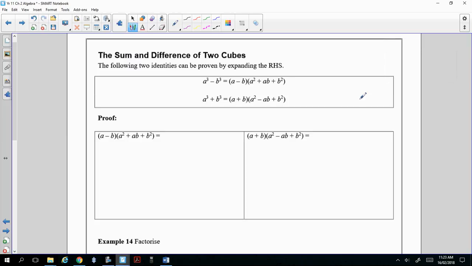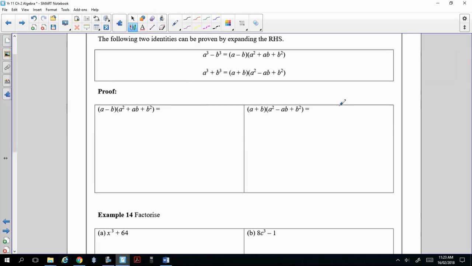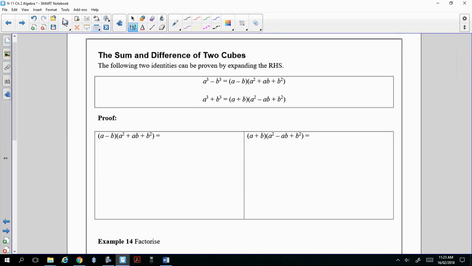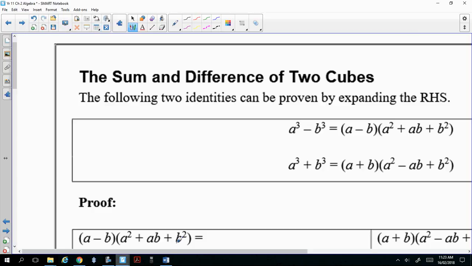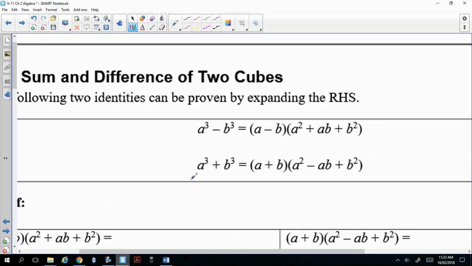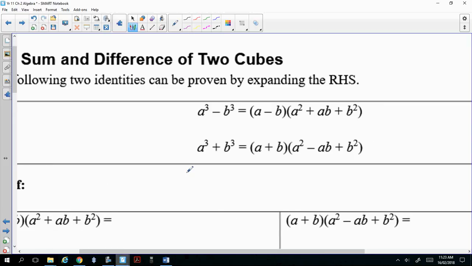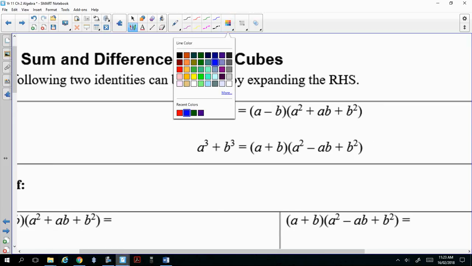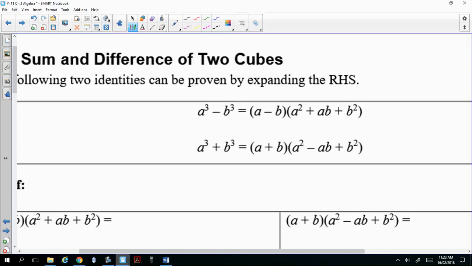We are going to do sum and difference of two cubes. So what are they? We've done difference of two squares, but now there are sum and difference of two cubes. There are two formulas. Let's look at the formula. They're a bit harder. That's why we don't teach you in year 10. We teach you in year 11 and year 12.